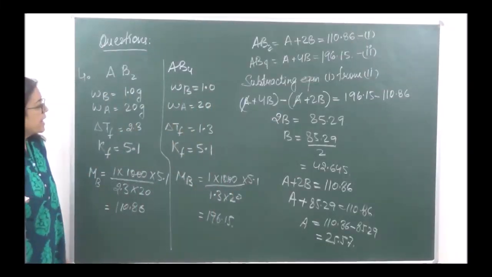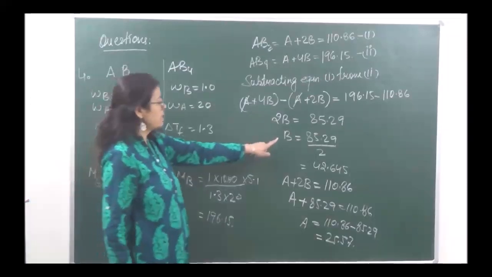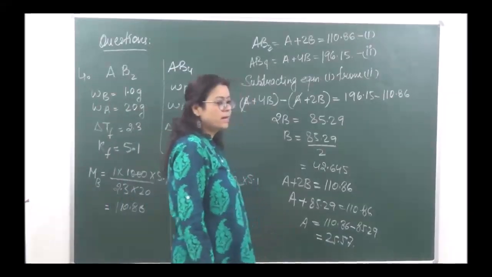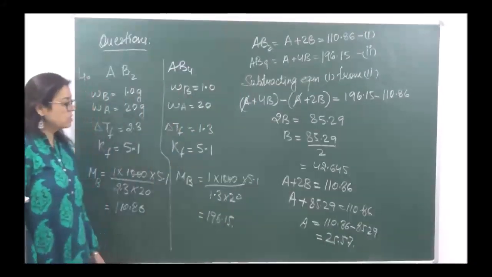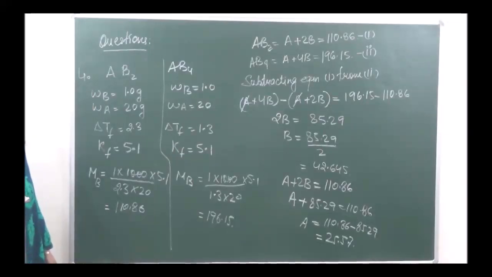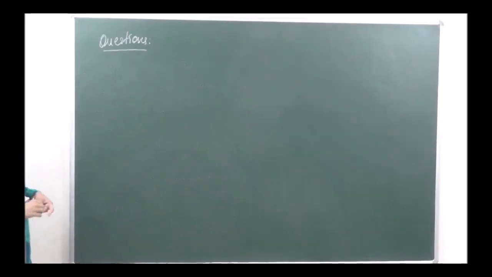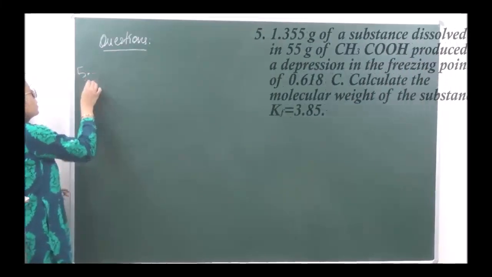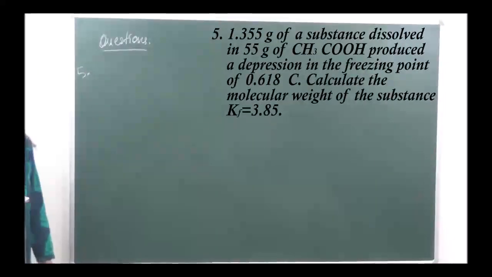Got it? So we have both now. We have the atomic mass of A and the atomic mass of B. This is a question which can come in your competitions. What is the next question?